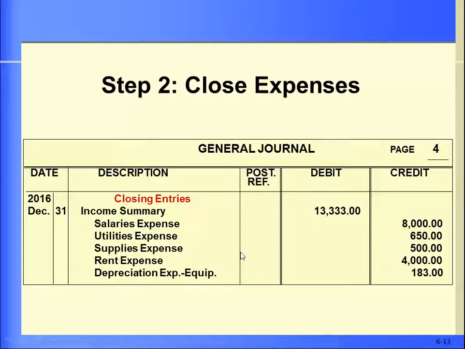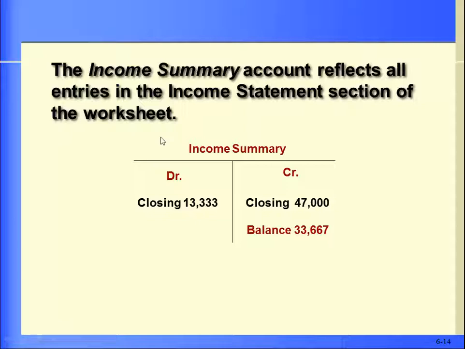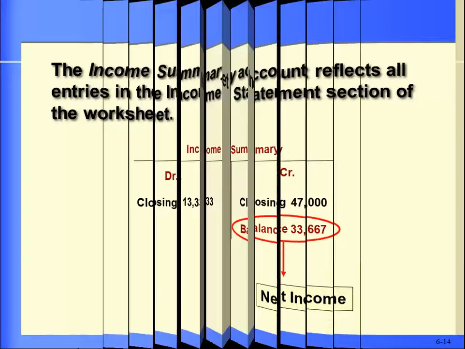Remember, a compound entry is a journal entry that has at least two debits or two or more credits. So here's a perfect example. So the income summary account reflects all the entries in the income statement section of the worksheet. Here's your revenue, here's your expense, here's your net income. There you go.